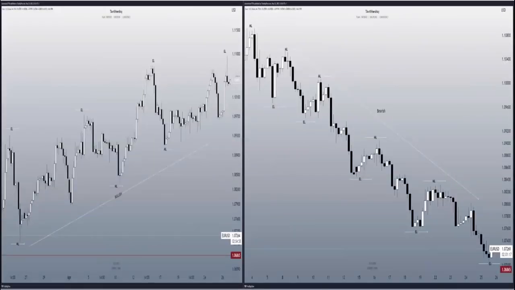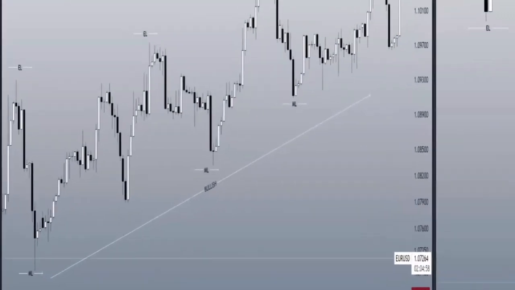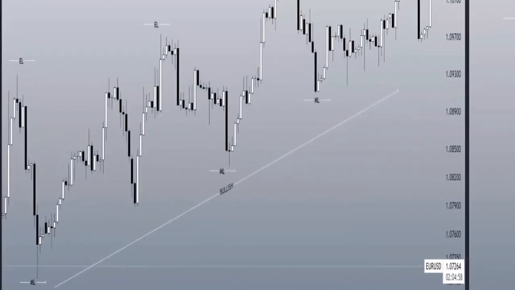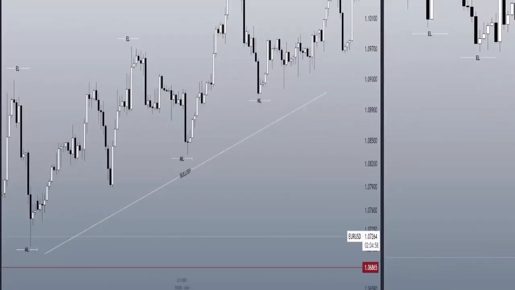So having understood all these, we can take a step further to check on chart what things actually look like. So in a bullish environment, we have the external liquidity.